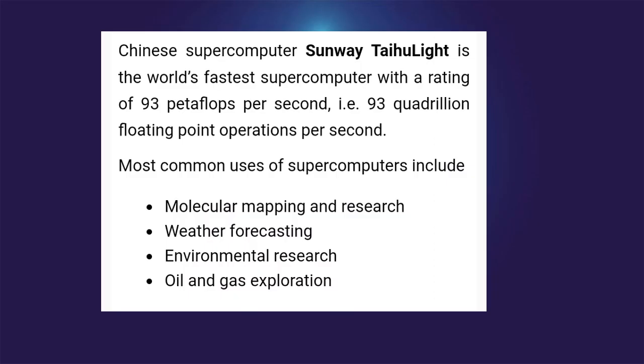Chinese supercomputer Sunway TaihuLight is the world's fastest supercomputer with a rating of 93 petaflops per second. For example, 93 quadrillion floating point operations per second. Most common uses of supercomputers include molecular mapping and research, weather forecasting, environmental research, oil and gas exploration.